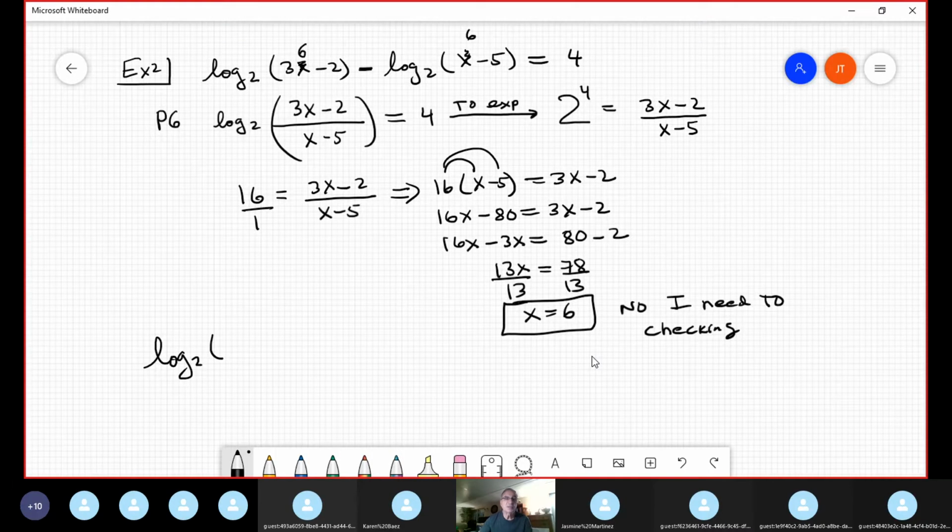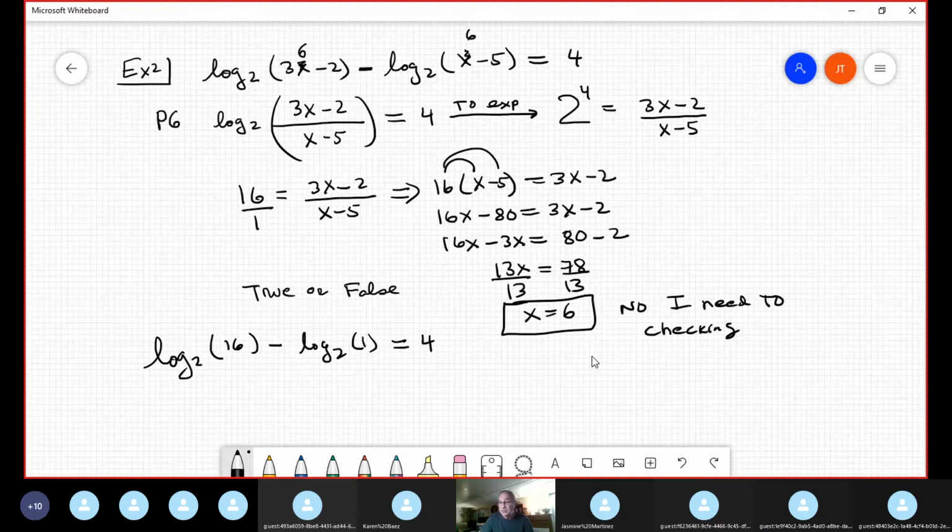So 3 times 6, 18. 18 minus 2, 16. Minus logarithm base 2 of 6 minus 5, and 1. Should be 4. I need to prove that this statement is true or false. What do you think? True or false? This is the moment, and you need to compute the logarithm, but I suppose that you know that. I explained the last class how we compute the logarithm by hand or calculator.